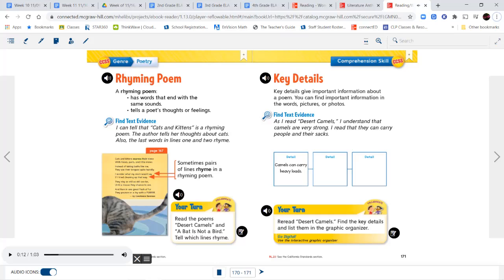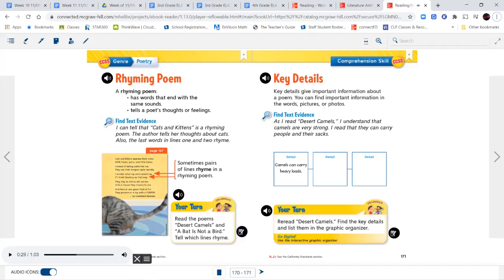Find text evidence. I can tell that Cats and Kittens is a rhyming poem. The author tells her thoughts about cats. Also, the last words in lines 1 and 2 rhyme.